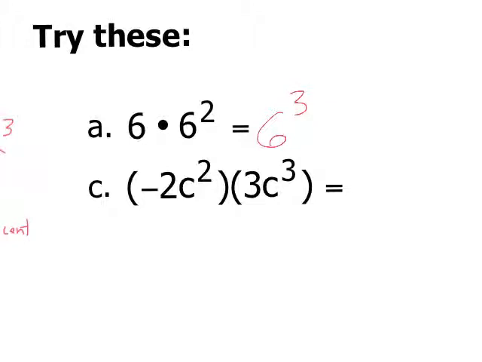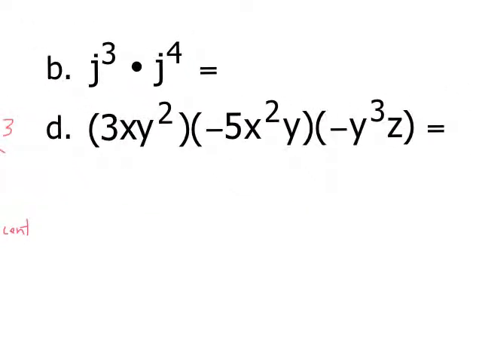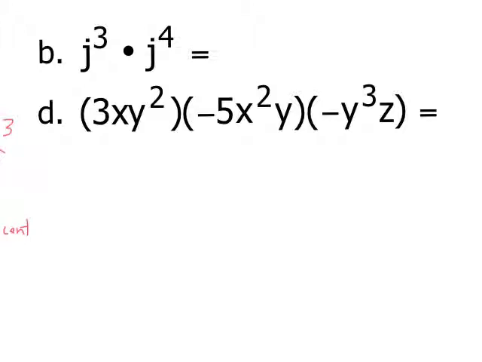Coefficients, do what you see. So I have -2 times 3, that's -6. And then add your exponents, right? Apply your exponent rules to your bases. So I have C to the 2nd and C to the 3rd. That makes a total of 5 C's, so C to the 5th. Any questions on those two? Okay, B, another easy one. I have 3 J's and 4 more J's. That makes a total of 7 J's, so J to the 7th.